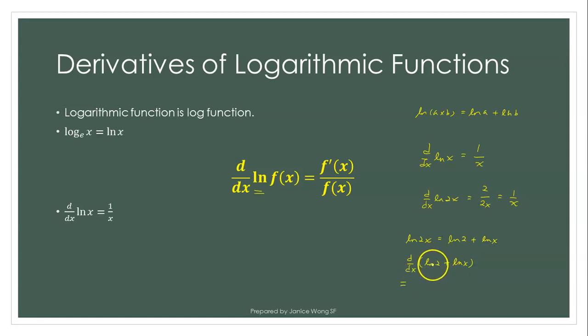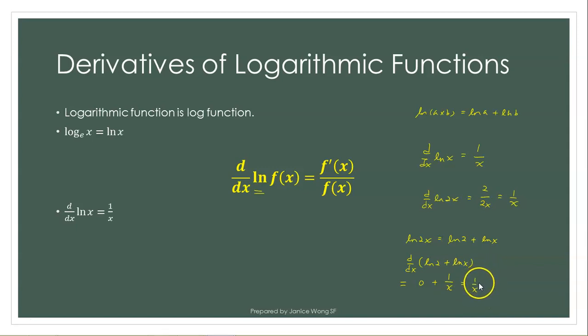For ln 2, it is a constant, just a number. When we differentiate a number, we get 0. So differentiate ln 2 is 0, plus differentiate ln x, this is a log function. For ln of x, we write x as the denominator. Differentiate x, we get 1, put it on top. So overall, differentiation of ln 2 plus ln x will give us 1 by x.